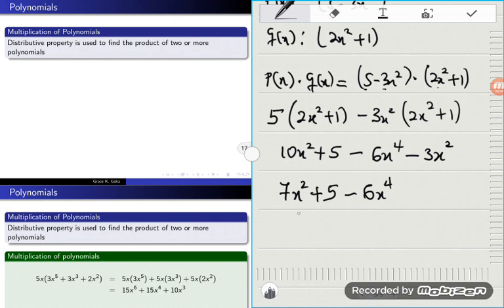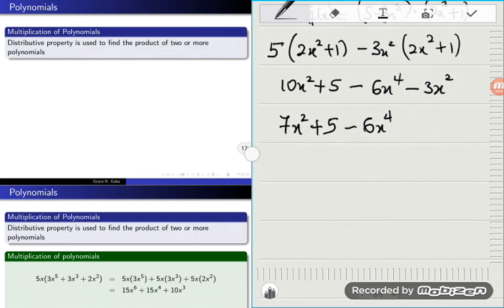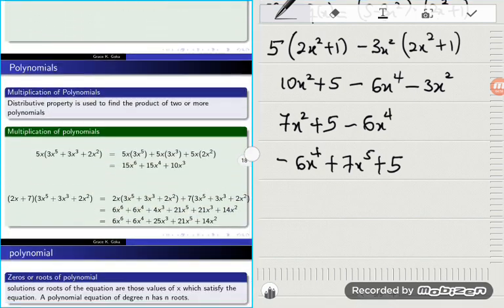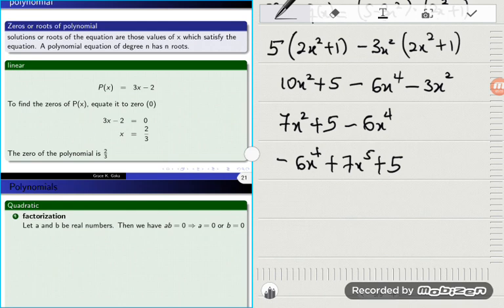Now you can either leave your answer in this form or leave it in descending order. If you're leaving it in descending order, then it means your first term becomes minus 6x to the power 4, plus 7x squared, then plus 5. And that is how you find the product of polynomials.